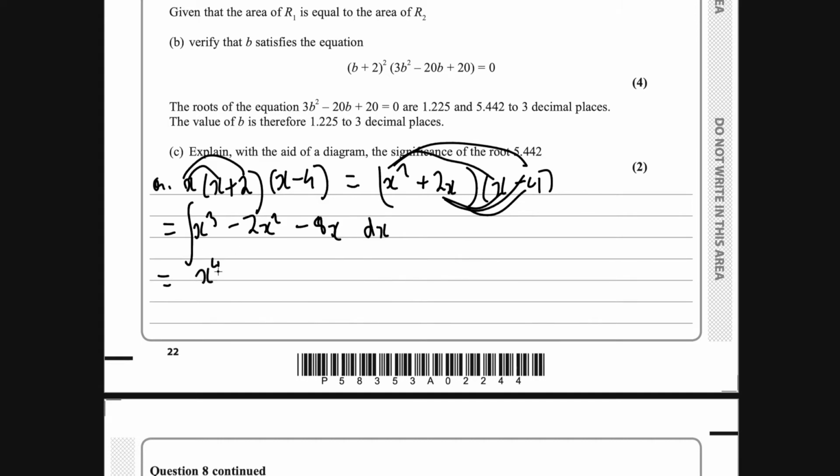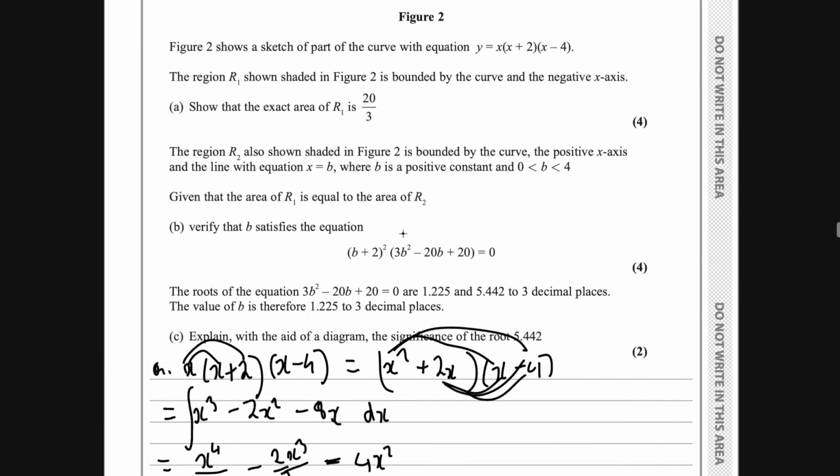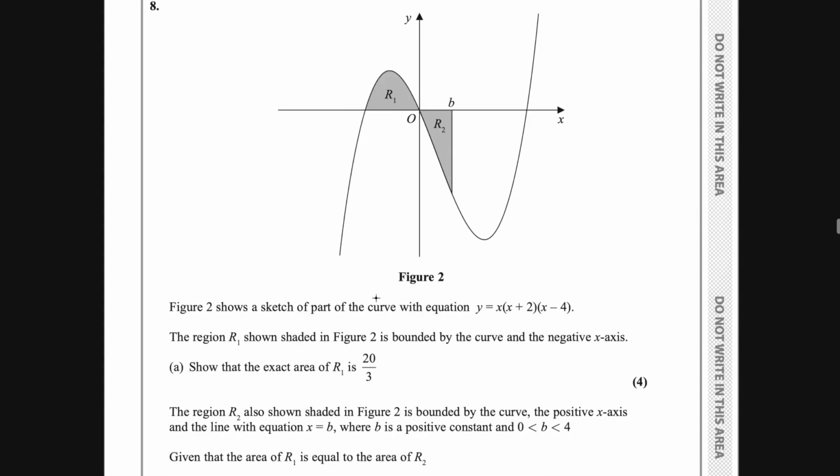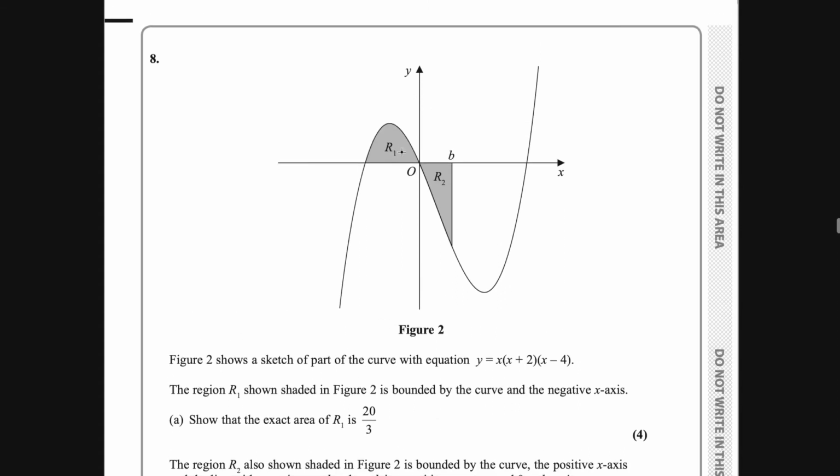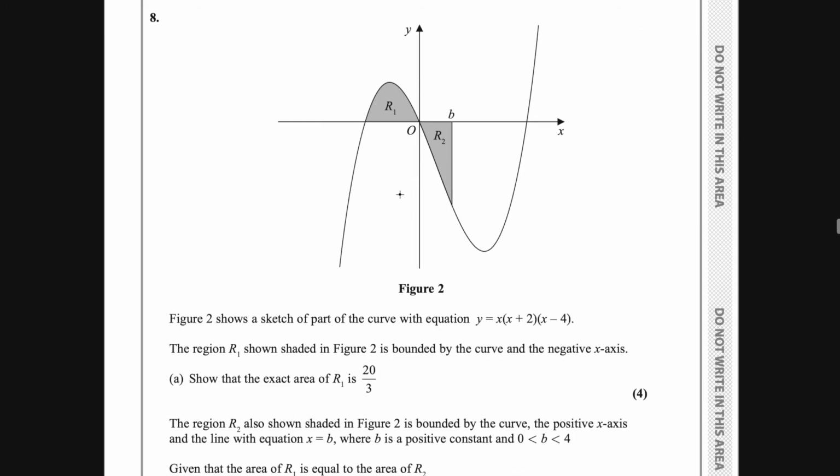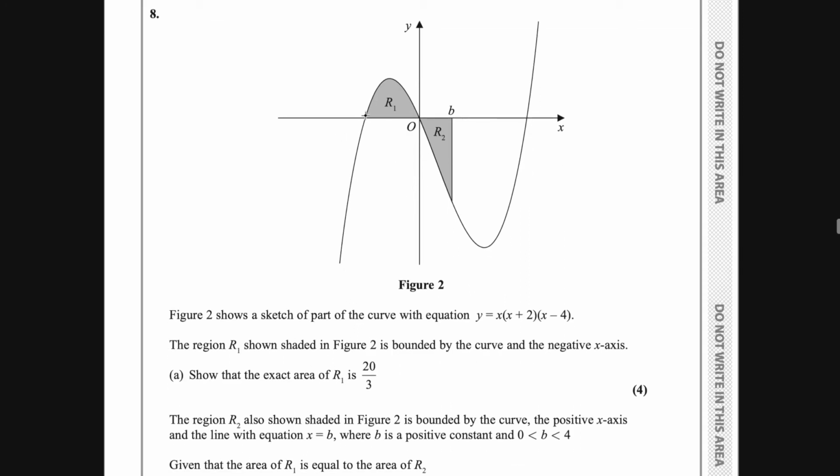And that should give us x to the 4 over 4 minus 2/3 x cubed. And then here what we're going to be getting is adding 1 to the power, then dividing by that, so minus 4x squared. Now, what we're asked to do is show that the exact area of R1 is 20 over 3. And what we really need for this are the limits of our integrated expression. So what we need is the root here and the root here.